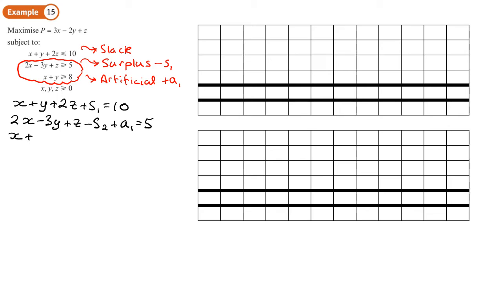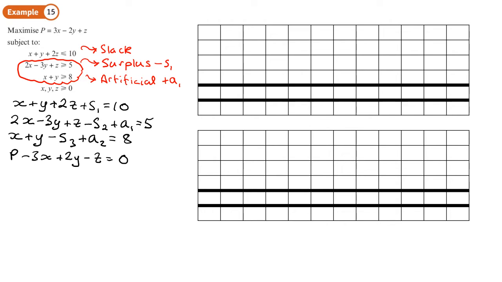And then last equation, x plus y. And then here we also need to subtract a surplus variable, so that'll be S3, and add an artificial variable A2, and that will be equal to 8. Now we'll take this objective function here and we'll write it as P minus 3x plus 2y minus z equals 0.